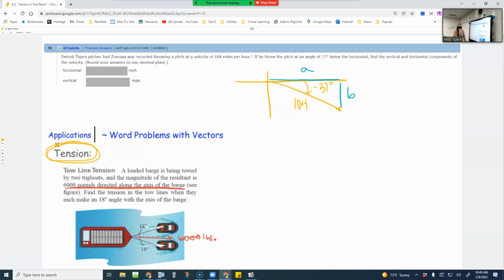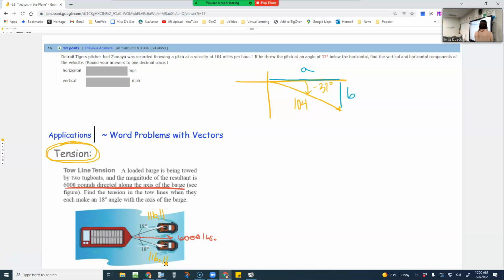Okay, so we have a new word, tension, still magnitude though. Find the tension in the tow lines when they each make an 18-degree angle with the axis of the barge. So what they're asking is, what is the tension of barge 1 and the tension of barge 2? Now, they're both at the exact same angle, so we can assume that the tension is the same on both lines. But we still have to somehow set up this situation.